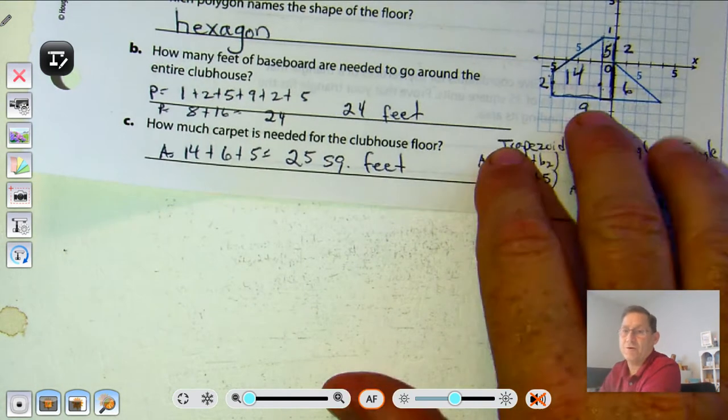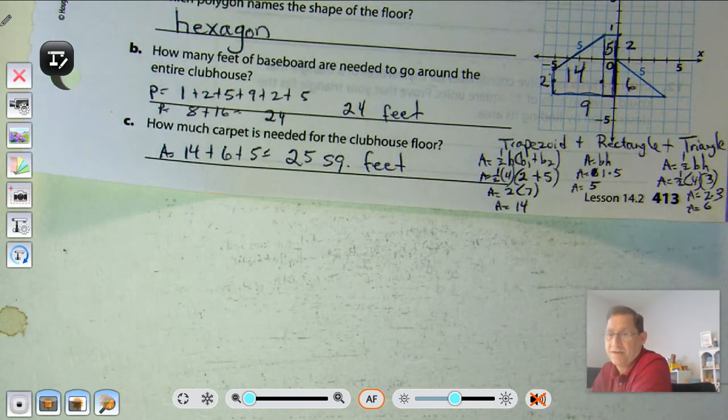Is this the only way to solve that? No, you might have seen some different shapes in there, and that's fine. Maybe you made 2 triangles. Maybe you made 2 rectangles. I don't know. It just depends on how you saw the shape.